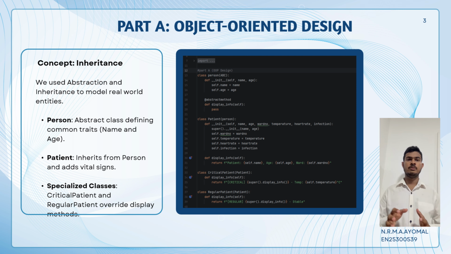Today I am going to explain part A and part B of our project. Part A, object-oriented design. In this part we use object-oriented programming concepts. First, we create a class called Person. It includes common details like name and age.